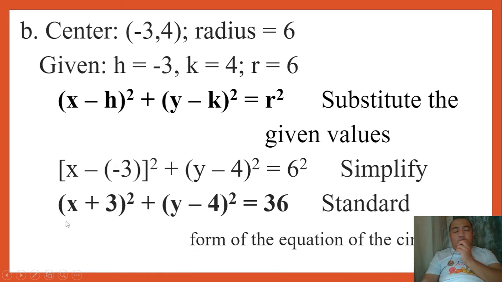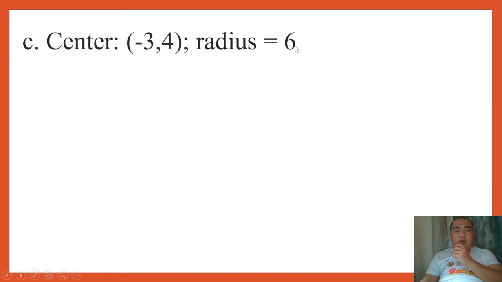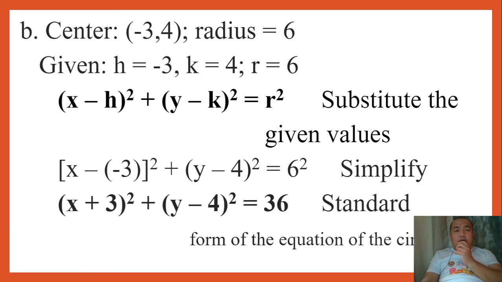Now let's simplify. This becomes (x plus 3) quantity squared plus (y minus 4) quantity squared equals 6 squared, which is 36. This is now the standard form of the equation of the circle whose center is at negative 3, 4, radius 6. Okay? Next, how about if the center is... parang pareho.